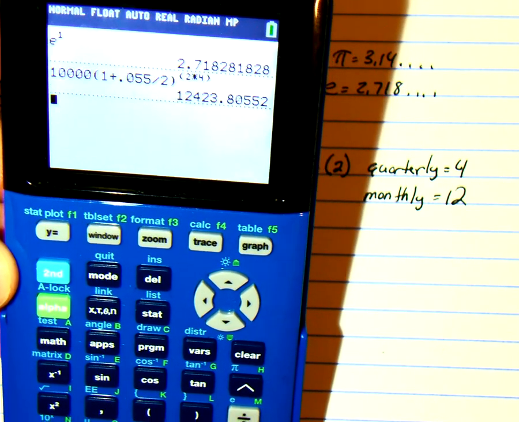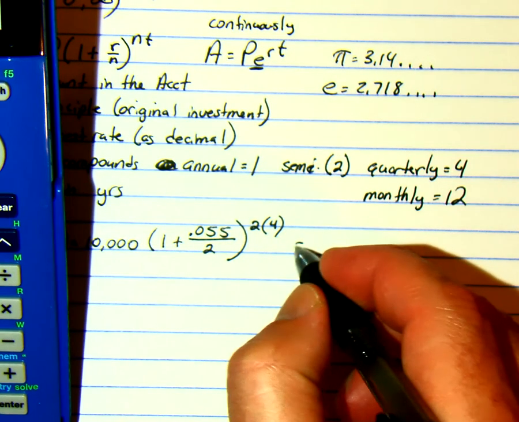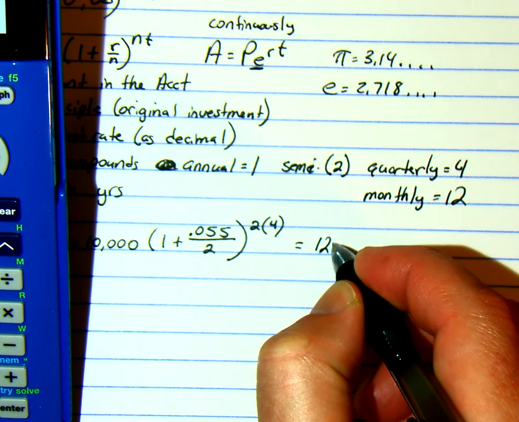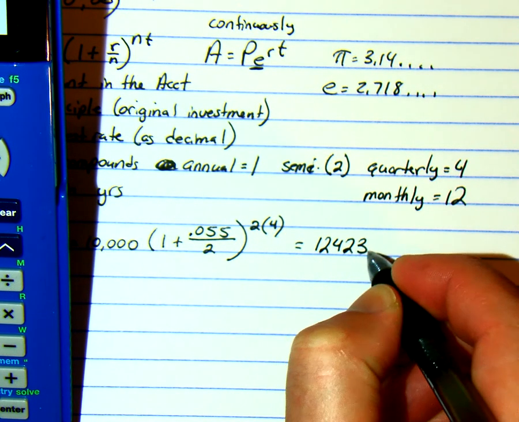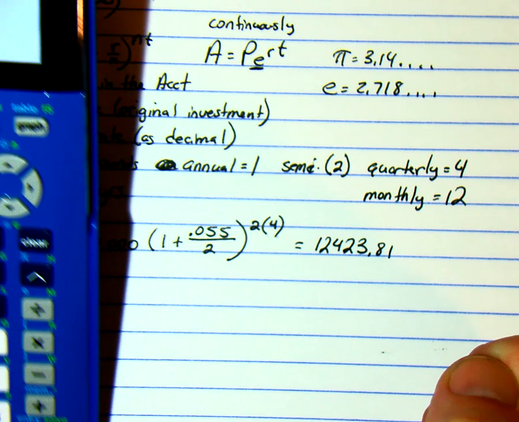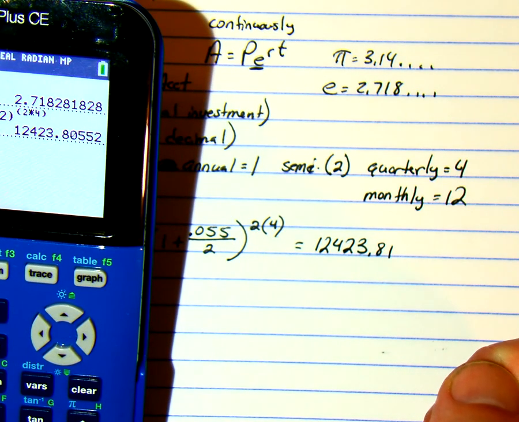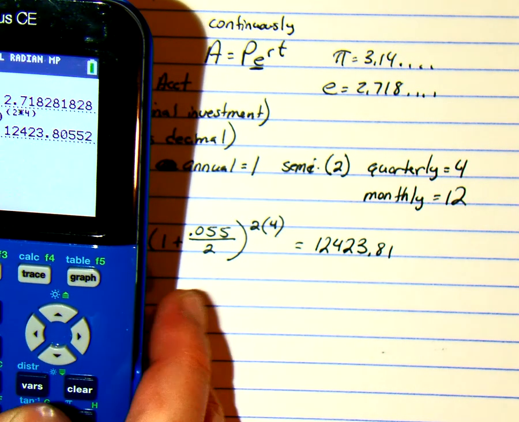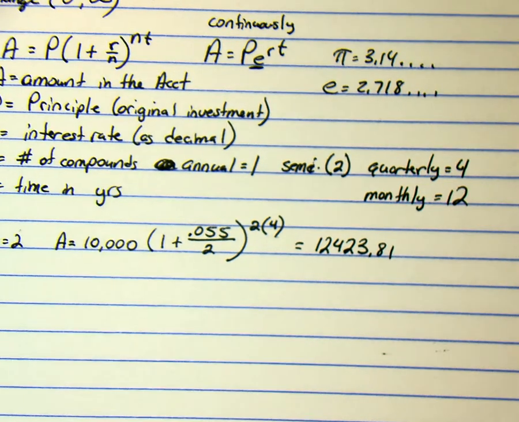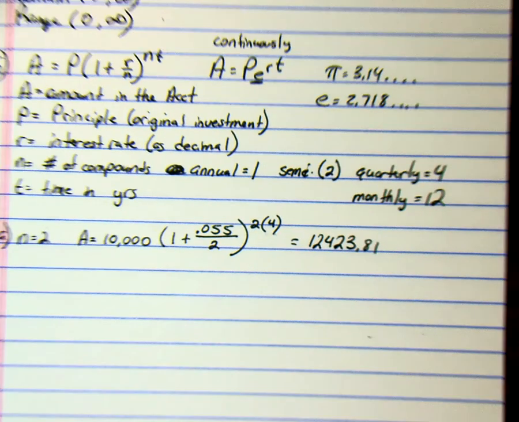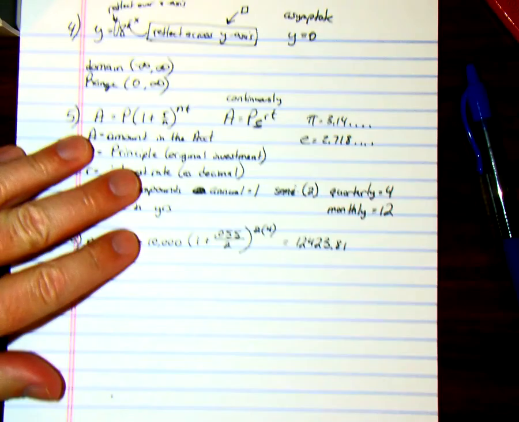We're going to round that to the nearest cent. So I know this is going to be $12,423.81. Okay, not that you could even see that on my screen, but there we go. Okay, now that I've blown this up too big, we'll go the other way. All right, and there we have that.